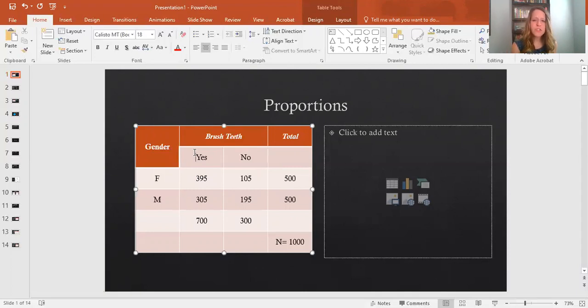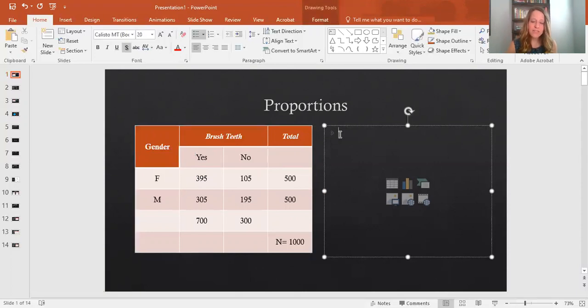When it comes to determining proportions, I think people get confused about determining what the appropriate denominator is. To determine that, we have to think very carefully about what the question is asking. Let's say, for instance, that we want to know what is the proportion of people, regardless of gender, who report that they brush their teeth in this sample.